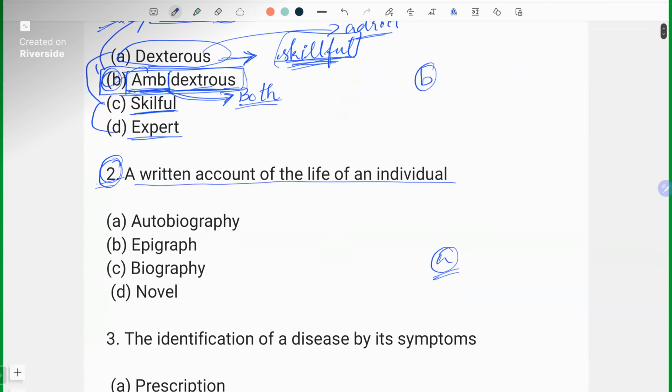Come to question 2. A written account of the life of an individual. What is the answer? Option C, ma'am. What is the difference between A and C? A person who writes one's own life story is autobiography. A person who writes another's story is biography. Here they have not mentioned written by himself, so between autobiography and biography, we must go to biography. Biography is the answer.